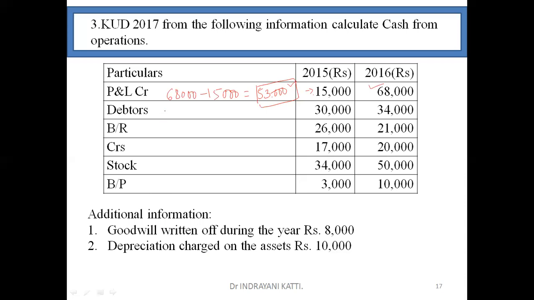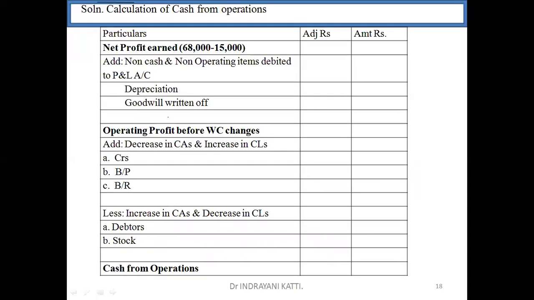In that, we are going to do the adjustments also. That is add. Next step is add non-cash and non-operating items debited to P&L account. After doing all that, we need to look at the current assets, increase or decrease, and current liabilities, increase or decrease. So what is the first statement? Let's go to the problem only. We can solve it there itself. So let's move on to this. Let us start.